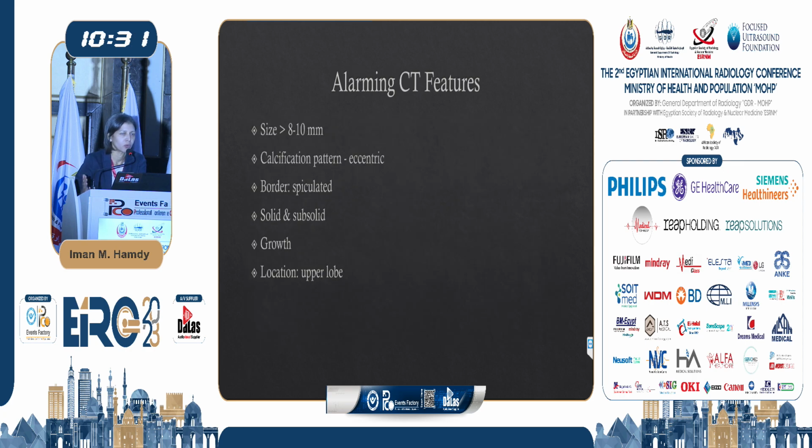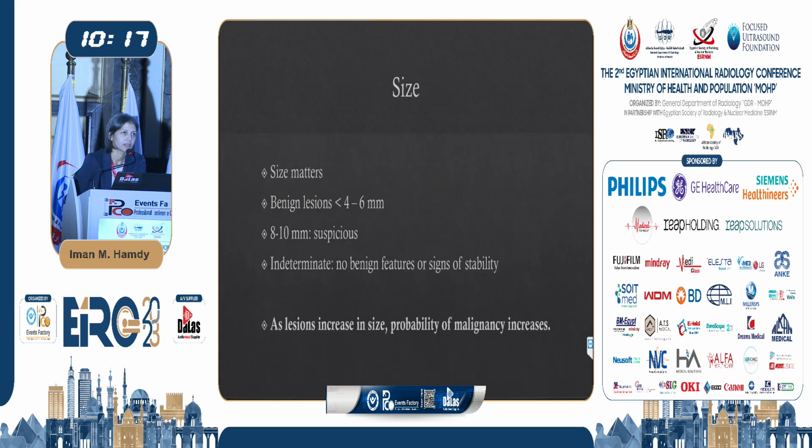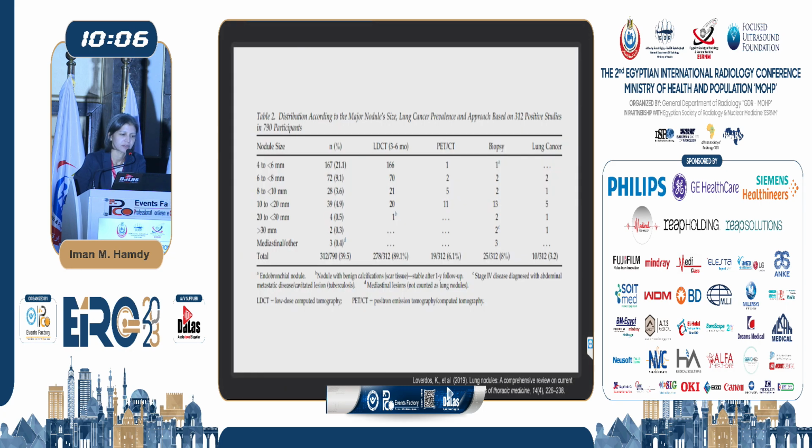Size, as we go over 8 to 10 millimeters, it's more towards malignancy. Eccentric calcification patterns, spiculated margins, the growth, we will talk about it later, and the upper lobe location. Size matters. Starting from 8, we get suspicious, and as the lesion increases in size, the probability of malignancy increases.